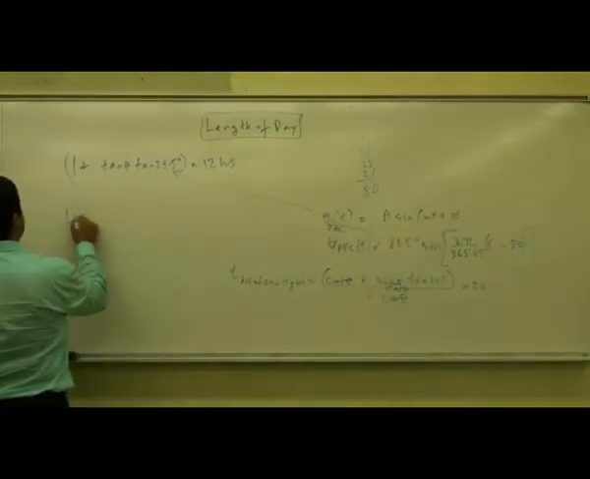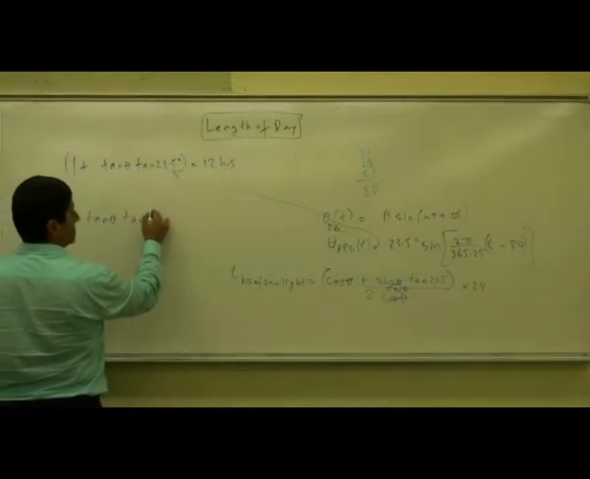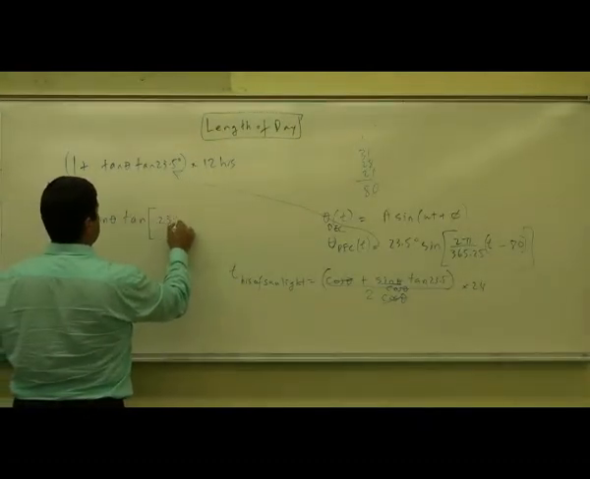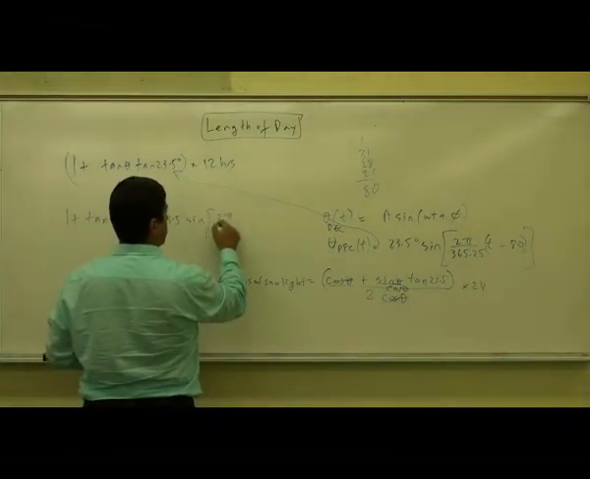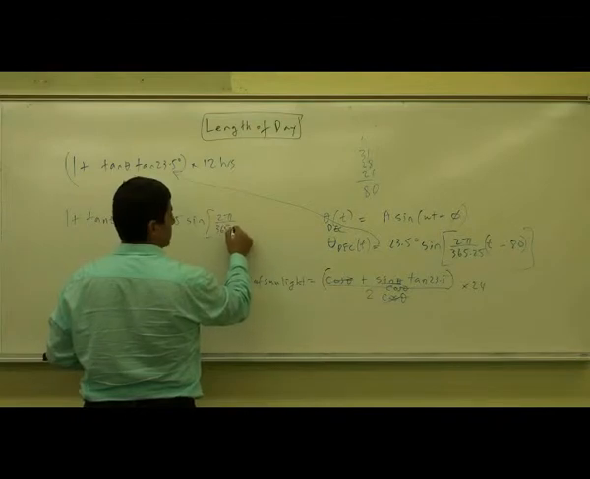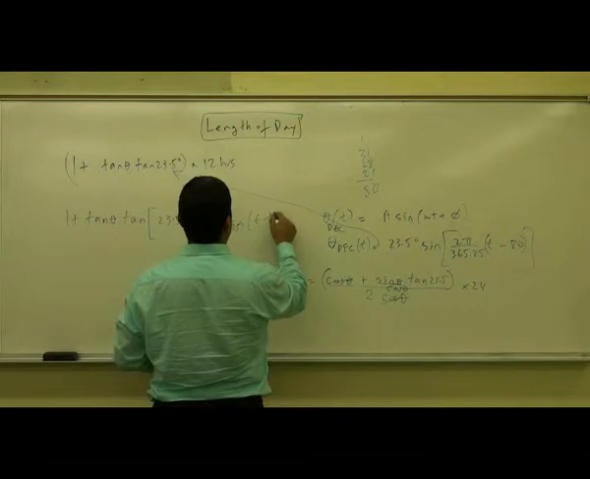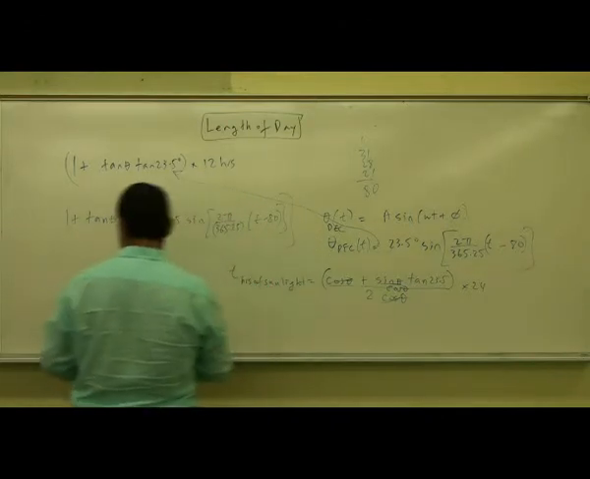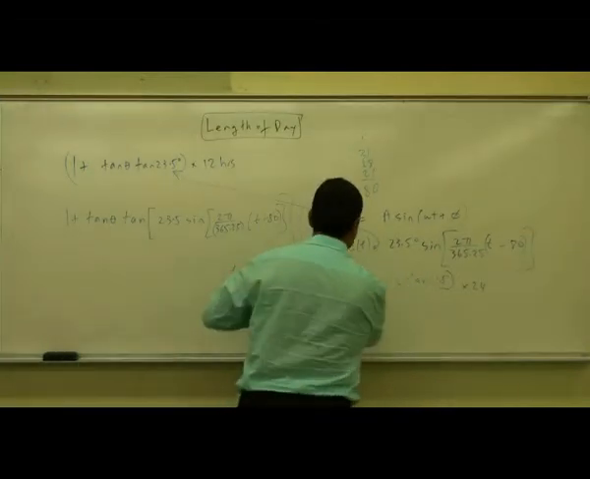So we'll have 1 plus tangent theta, tangent 23.5, sine of 2 pi over 365 and a quarter, t minus 80. So we have a general equation that works for any time of the year.